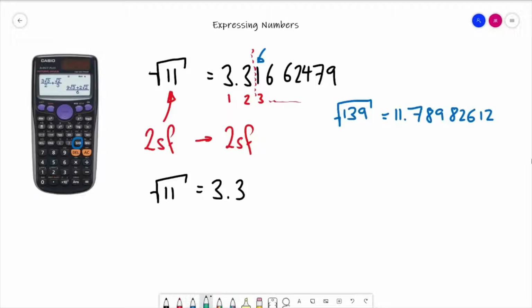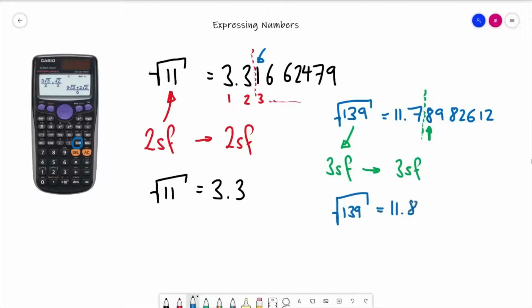The question here, 139, is given to three significant figures, and therefore our answer must also be given to three significant figures. As usual, we split off between the third now and the fourth significant figure, but we note that the fourth significant figure is an 8, and therefore we need to round up. So we end up with the square root of 139 is equal to 11.8. So there's our answer given to three significant figures exactly the same as the question.